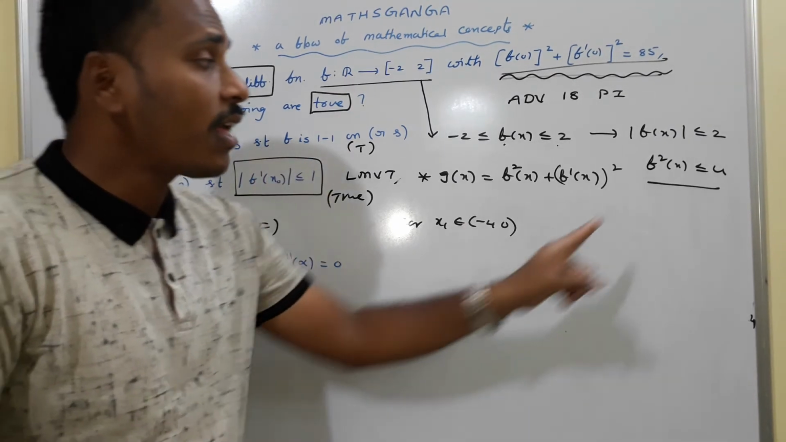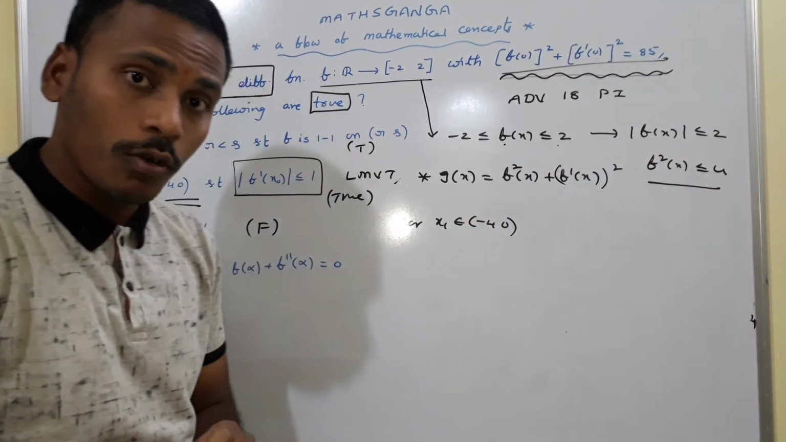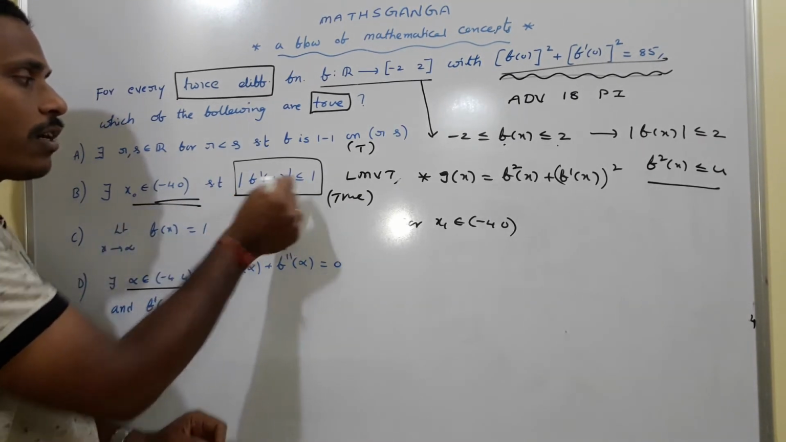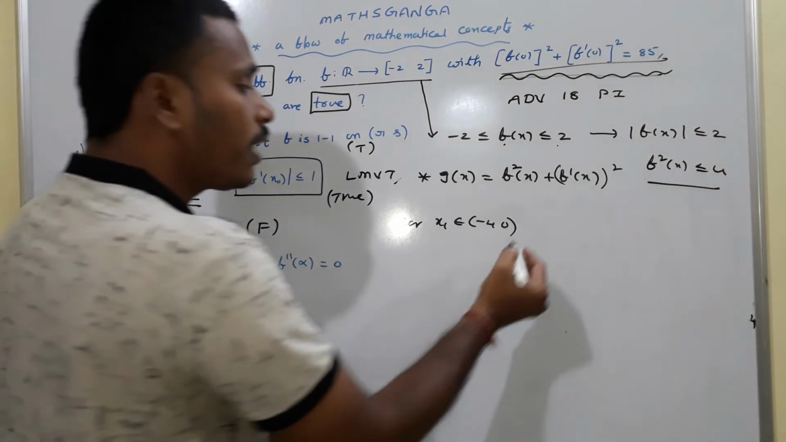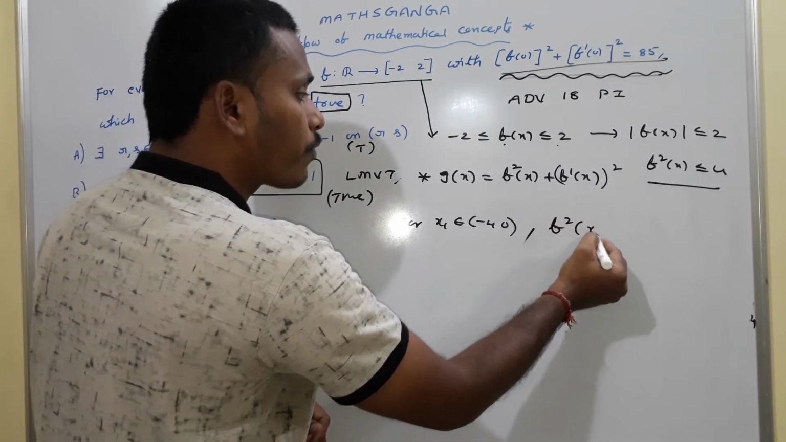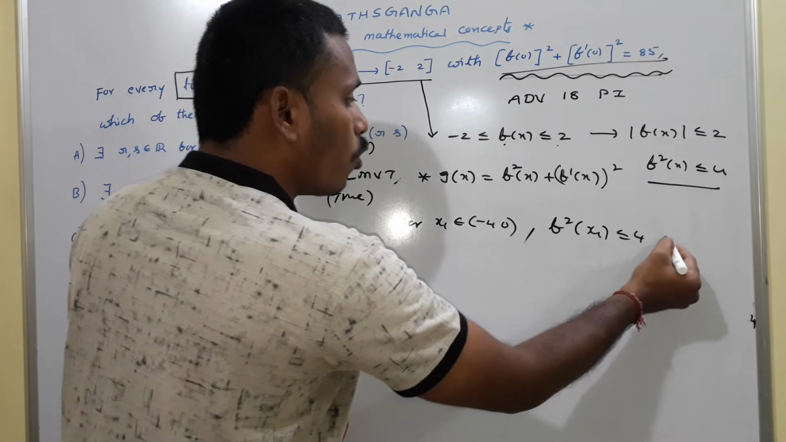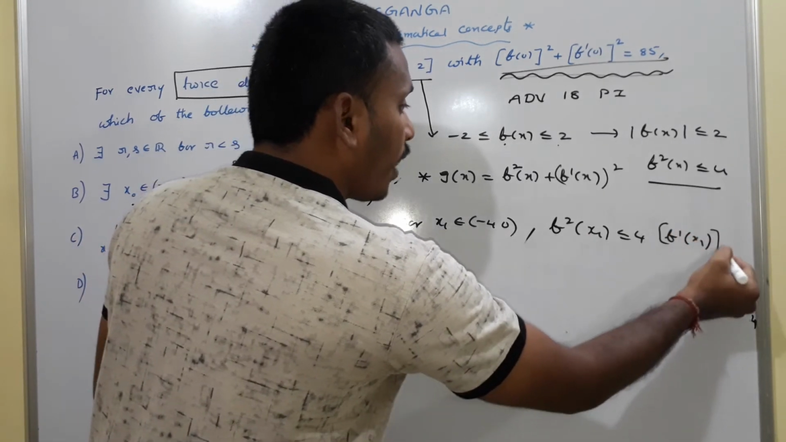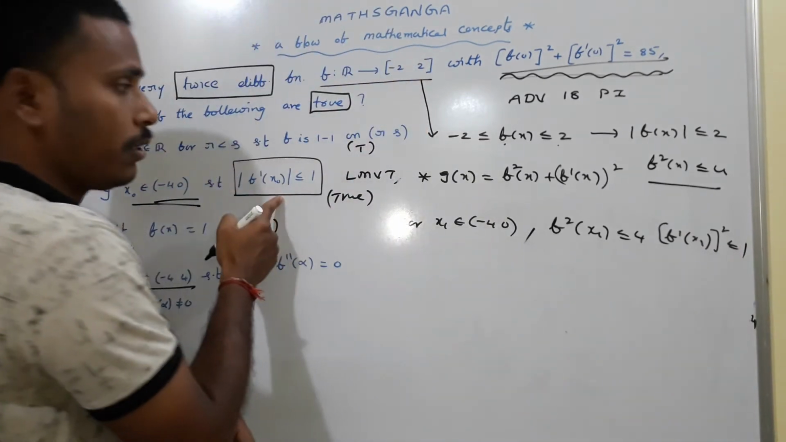For every x, f squared of x is less than or equal to 4. For a point in the range of minus 4 to 0, f dash of x naught is less than or equal to 1. By combining these two, for a point x1 in the range of minus 4 to 0, f squared of x1 is less than or equal to 4, and f dash of x1 squared is less than or equal to 1.